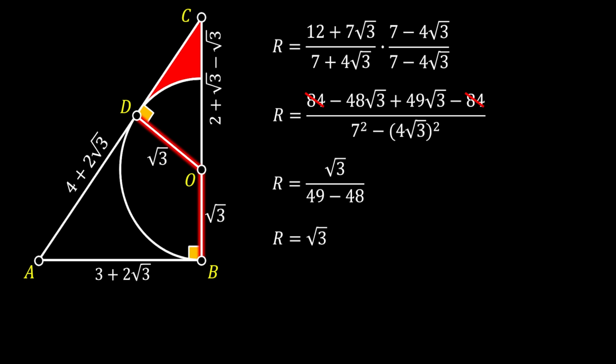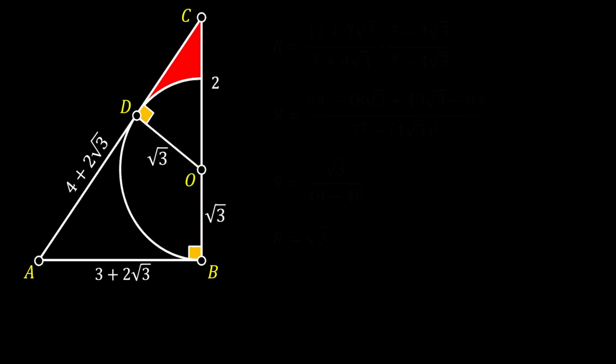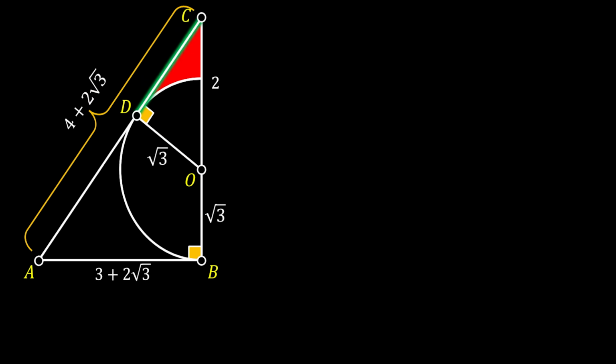Now, let's take a look at the line OC once more. You can see that it is equal to 2 plus square root of 3 minus square root of 3, which means that this length is equal to 2. Alright, this is great. Now, let's take a look at the line DC. We can find this line as a difference between line AC and AD. But how can we find out the length of the line AD?